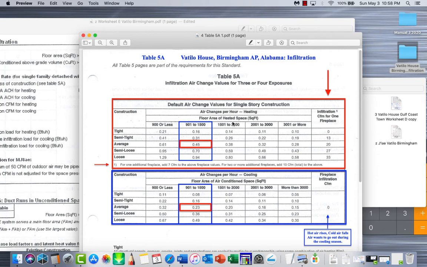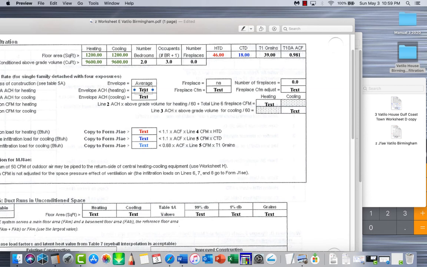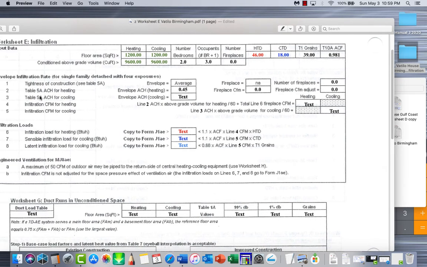If it was above 1,500, we'd use this one, below 2,000. And if it was 3,000 or more, you'd be using this one up here. But since we're 1,200, we're right in the sweet spot right here. So we're going to be on this column right here. All you got to do is where the two intersect, and 0.45 is our answer there. Okay. Next is our fireplace CFM. Well, we don't have a fireplace in this house, so 0.0. Fireplace adjustment, 0.0.